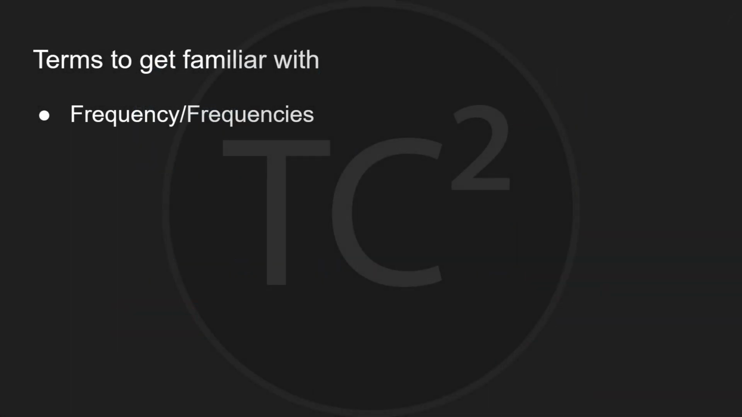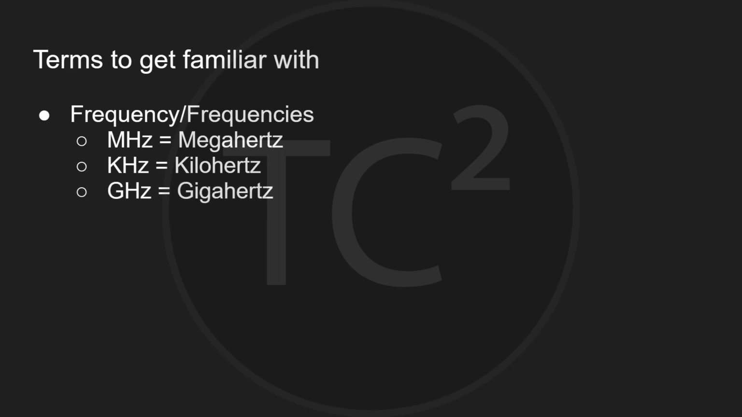Most of the radio systems in this video use megahertz or MHz, but you may also see kilohertz or kHz or gigahertz, GHz sometimes. And 1,000 kilohertz equals 1 megahertz, and 1,000 megahertz equals 1 gigahertz.